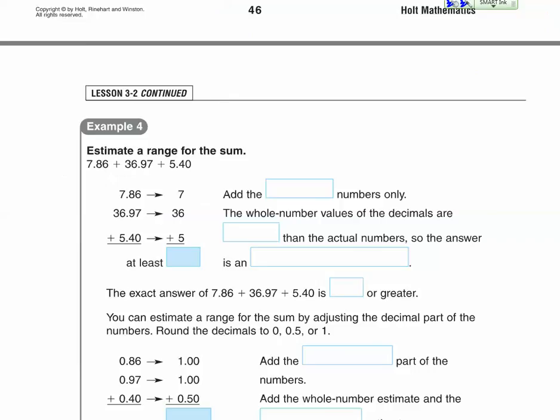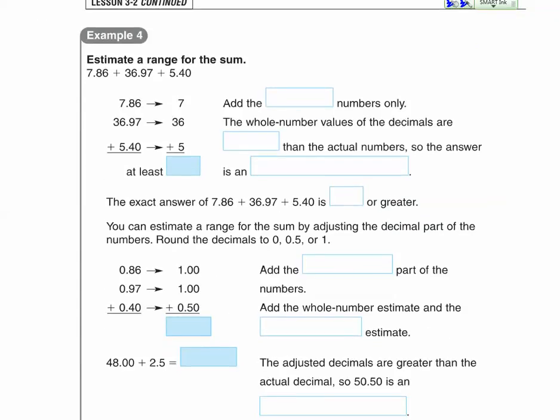And the last one, this is where we're going to talk a little bit about front-end estimation. We have a big example here, Panthers, so stick with me. I apologize, this video is a little bit longer than I would have liked, but a lot of good information here. For example 4, this time we're estimating a range, okay?